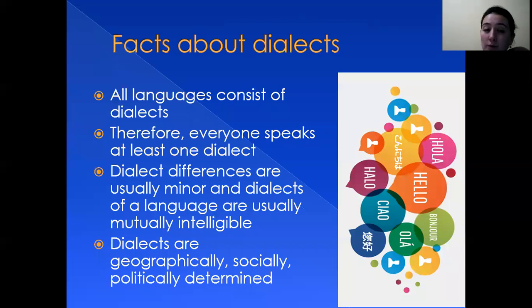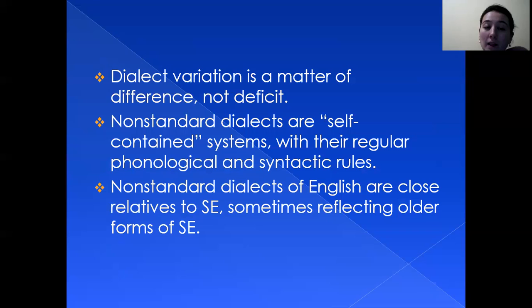So facts about dialects. All languages consist of dialects, of course, this is a fact. Therefore, everyone speaks at least one dialect. Dialect differences are usually minor, and dialects of a language are usually mutually intelligible. Dialects are geographically, socially, politically determined. Dialect variation is a matter of difference, not deficit. Non-standard dialects are self-contained systems with their regular phonological and syntactic rules.